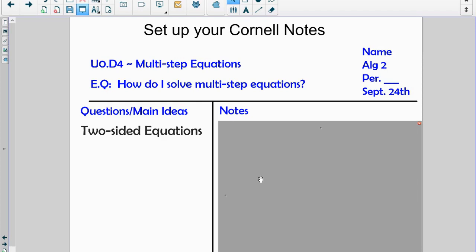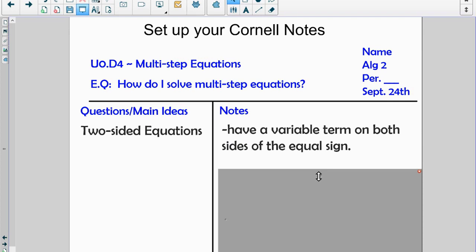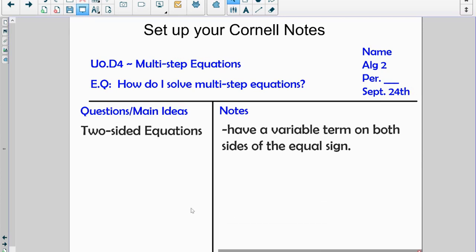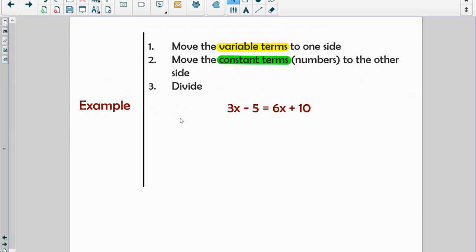So the first main idea is two-sided equations. So what do I mean by two-sided equations? Well, two-sided equations have a variable term on both sides of the equal sign. As an example, 3x minus 5 equals 6x plus 10.